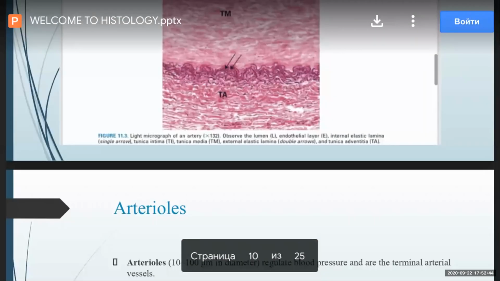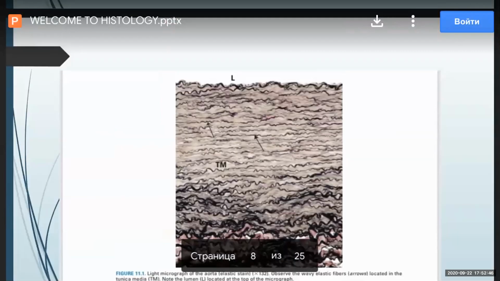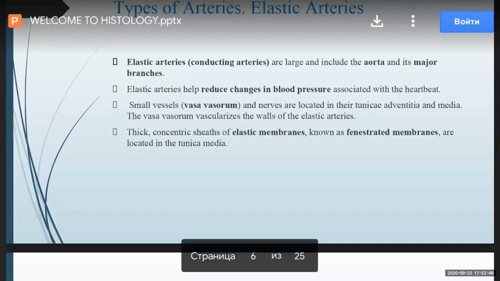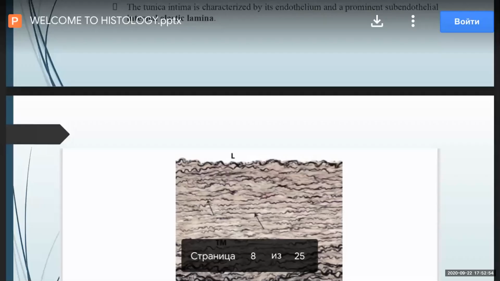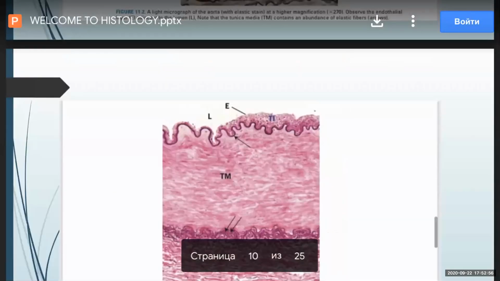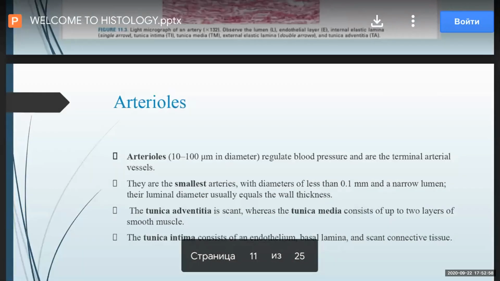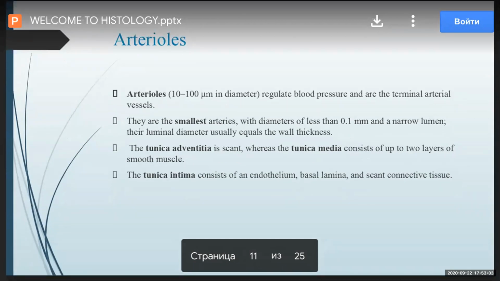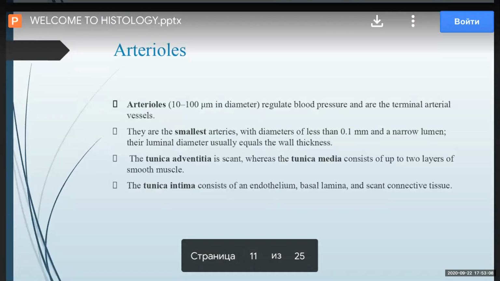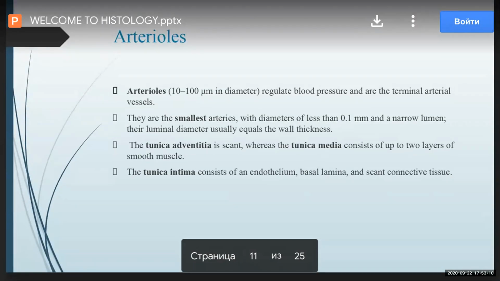And this was about arteries, guys, about elastic and muscular arteries, and now we are going to start arterioles. So I hope you know what the difference is between arteries and arterioles. Logically, a size difference. Please tell me what difference you know between arterioles and arteries.